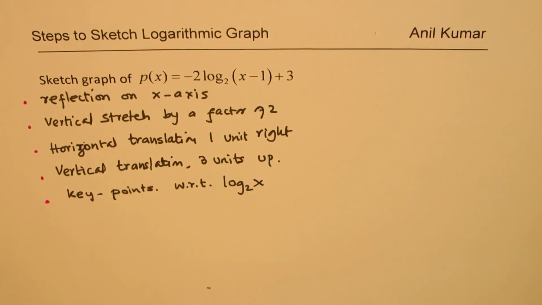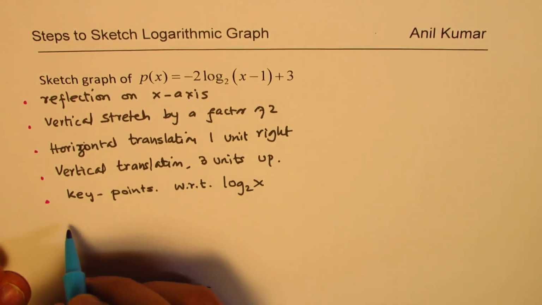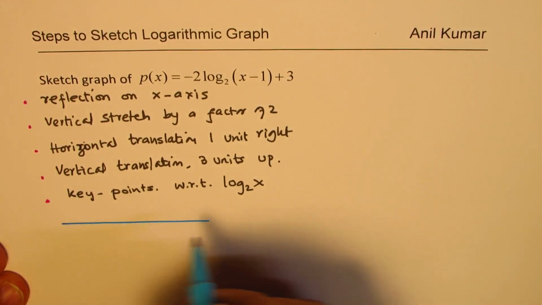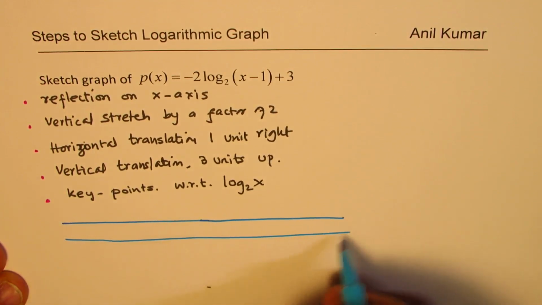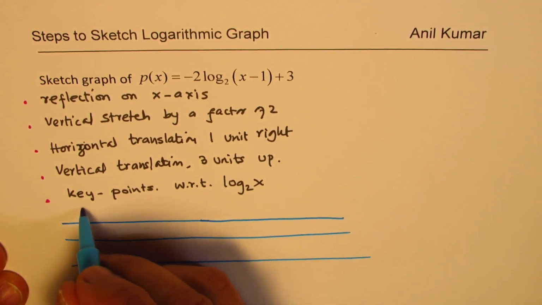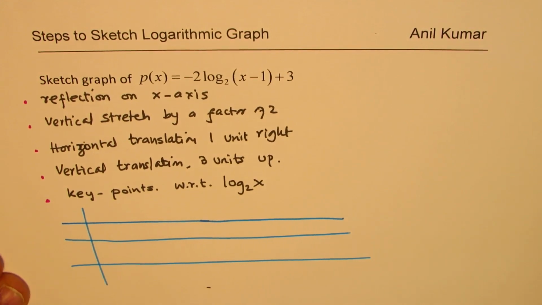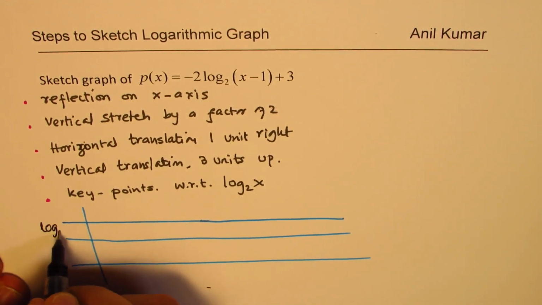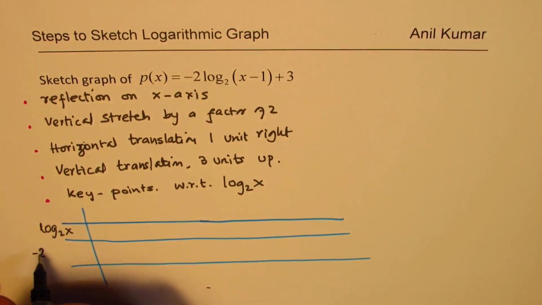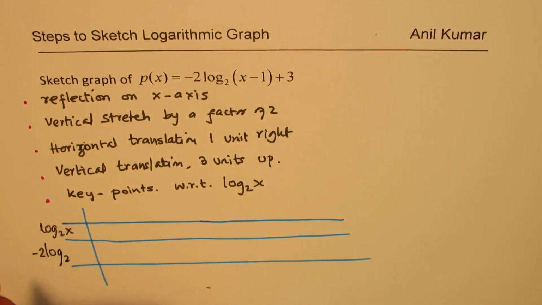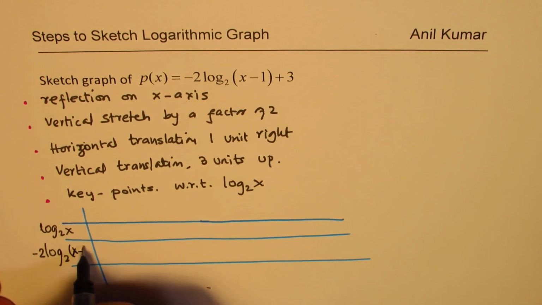Okay. So let me make a table here so that we can clearly list our points. Let me make a horizontal kind of a table this time, since we have less space. Okay. So let's say we'll write down log to the base 2 of x, and then we'll write this function, which is minus 2 log to the base 2 of x minus 1 plus 3.